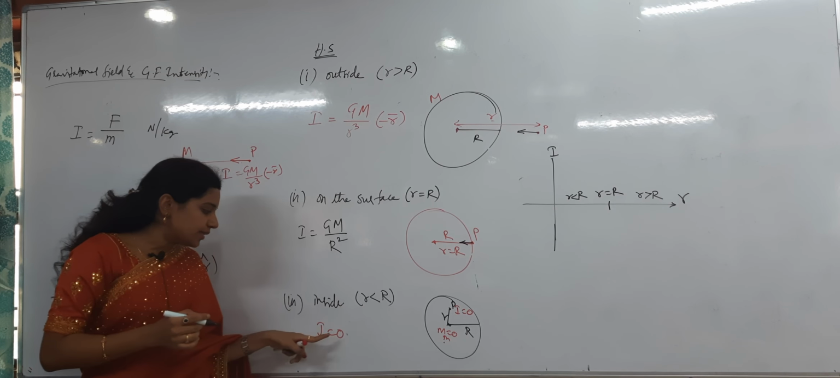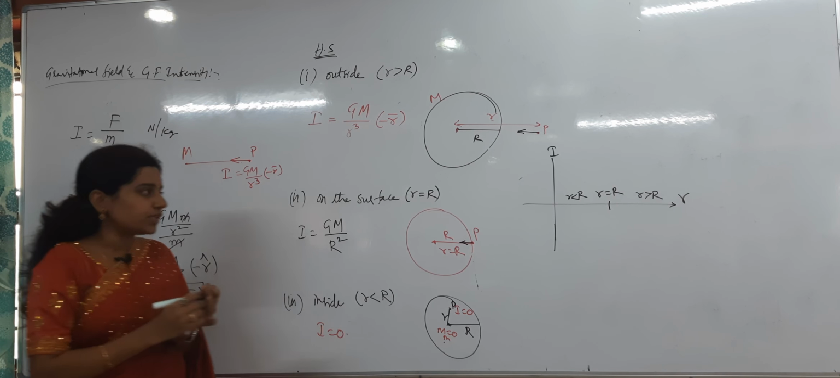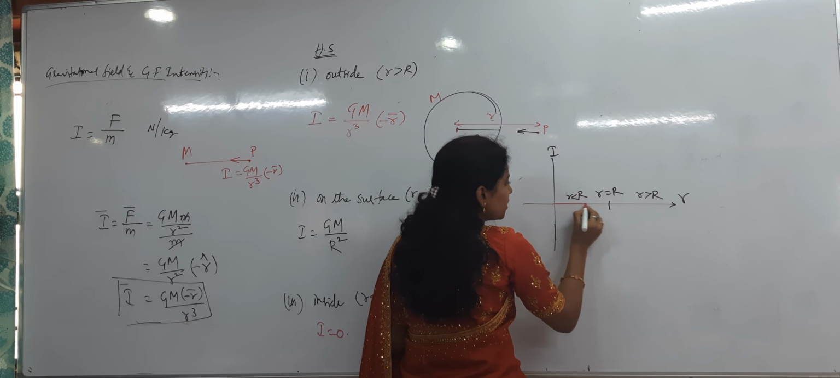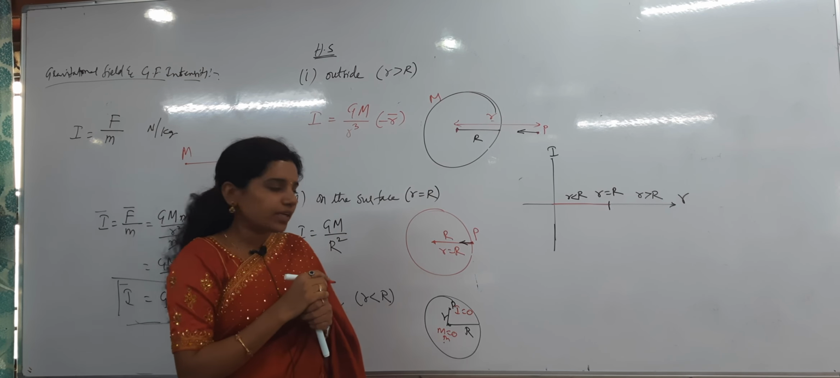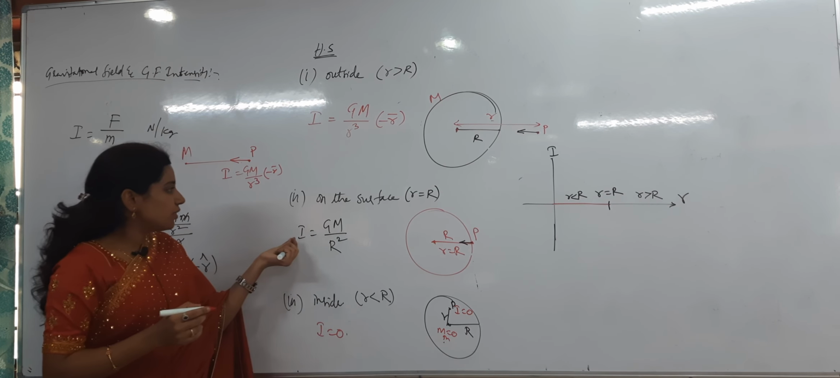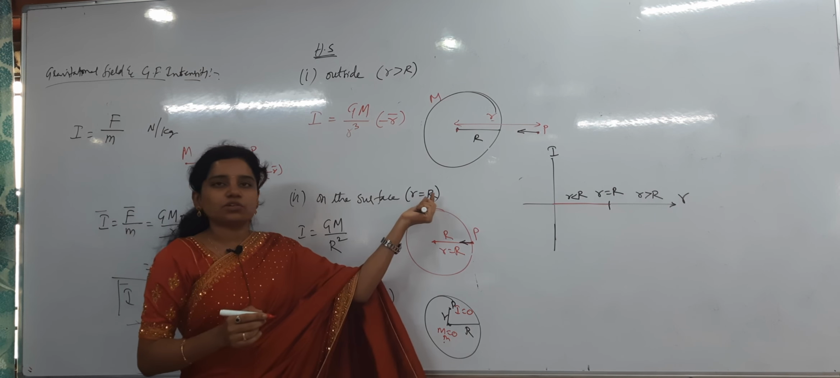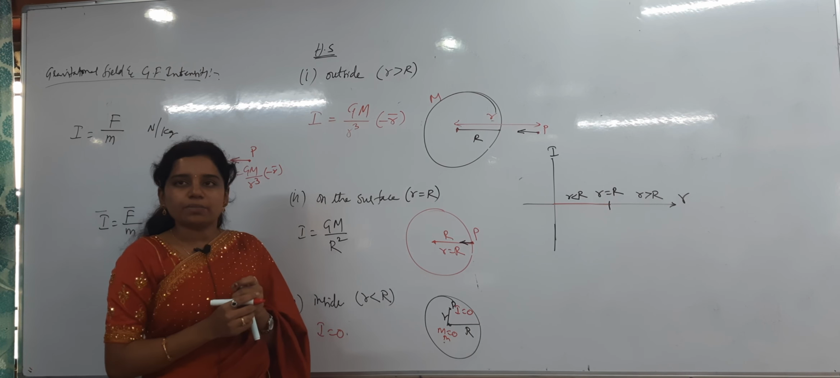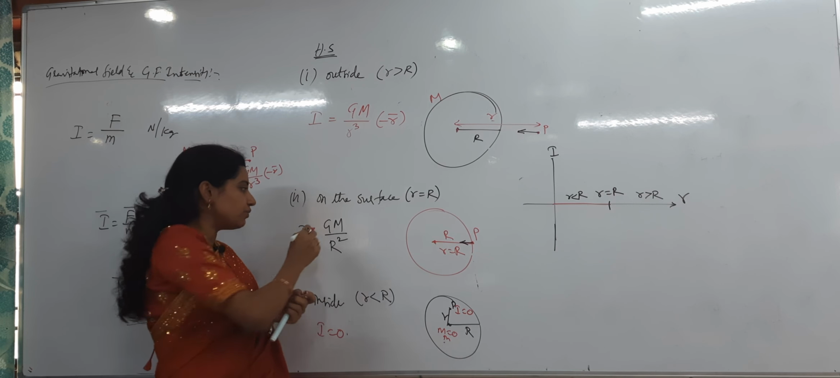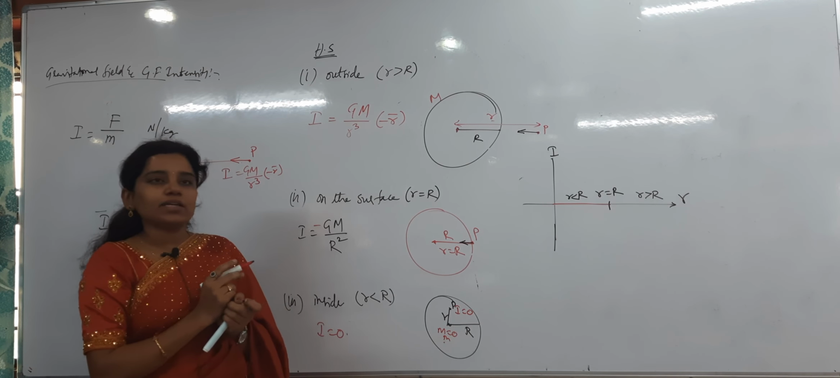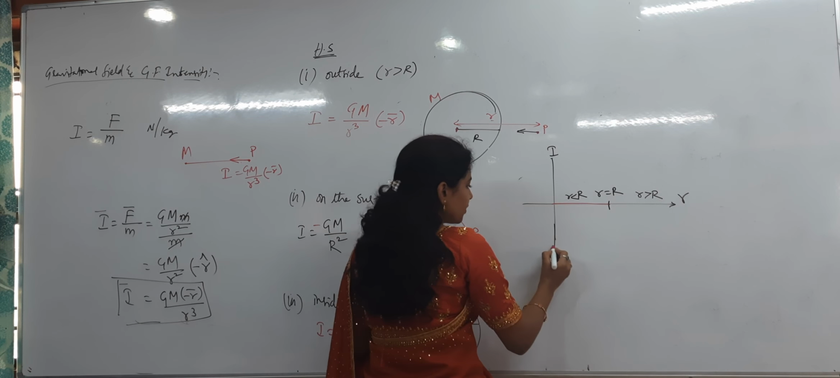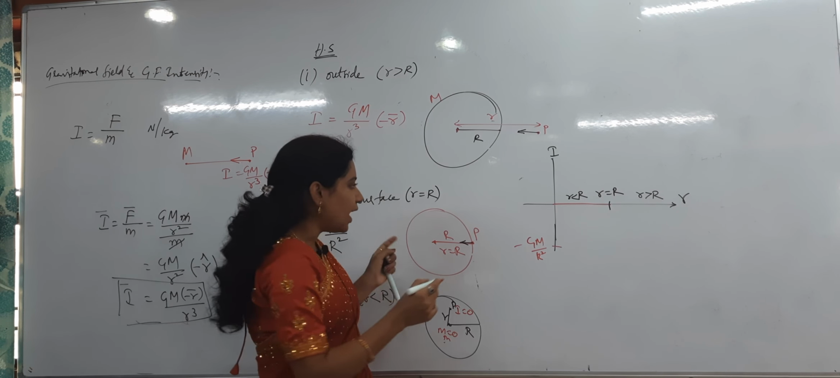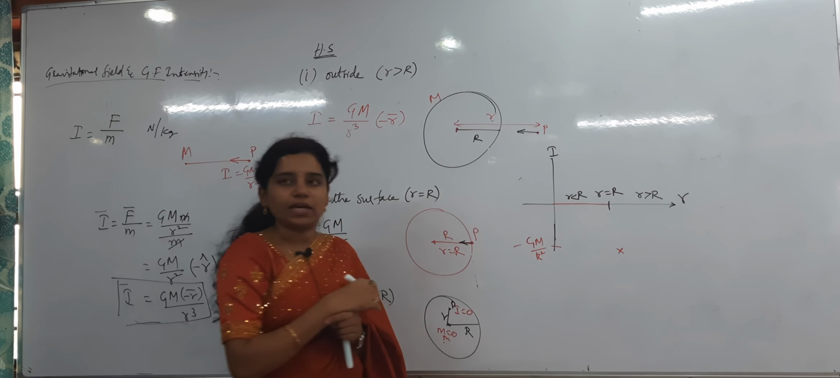Whenever small r is less than capital R, I equals how much? 0. So in this area we get 0 intensity. 0 intensity means there is no change. Here directly 0 we will get. Next, at r equals R, what formula did we get? I equals Gm by r square. Attractive or repulsive? Attractive, so we will get minus. So minus Gm by r square. This is the maximum intensity. So at r equals R, we are getting minus Gm by r square.